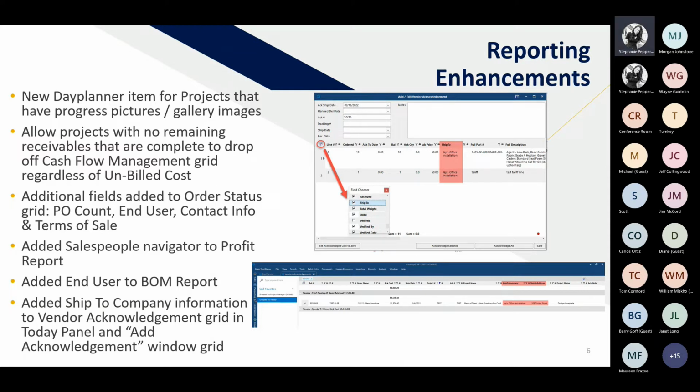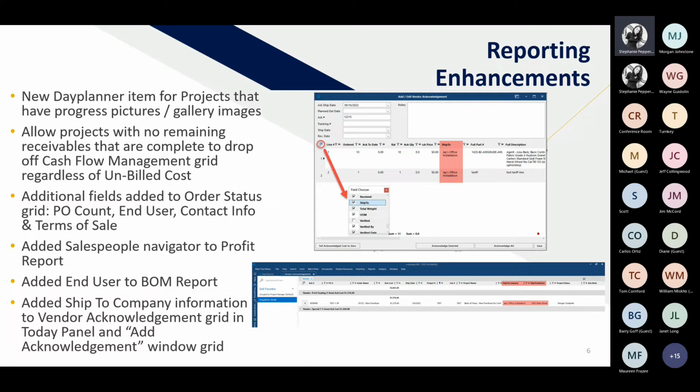The second bullet here: allow projects with no remaining receivables to drop off the cash flow grid. So underneath the today panel, there's a cash flow management grid. Cash flow management is basically everything that you have outgoing and incoming as far as accounting goes. What bills do I have to pay, and what receivables do I have to collect?